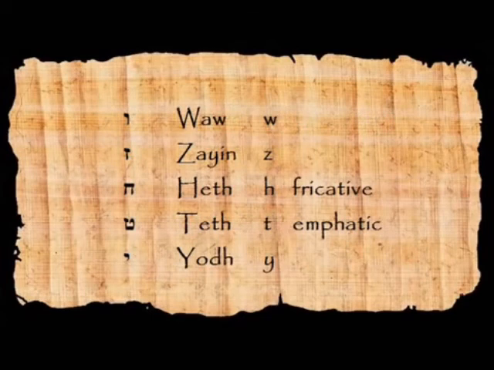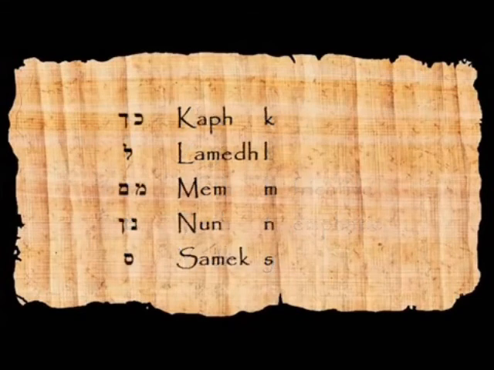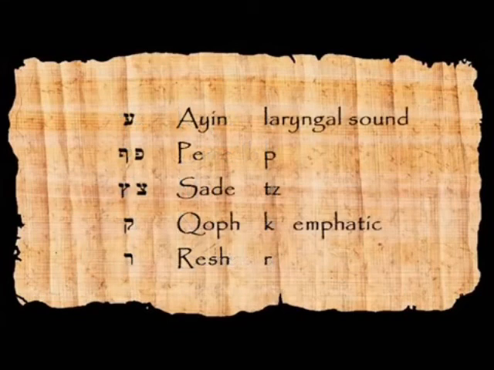Waw, you'll notice, has a W sound, not a Babylonian V sound. Zayin, Cheth, Teth, Yod, Kaf, Lameth, Mem, Nun, Samech. Ngayin has more of an NG sound than the silent sound of modern Hebrew.